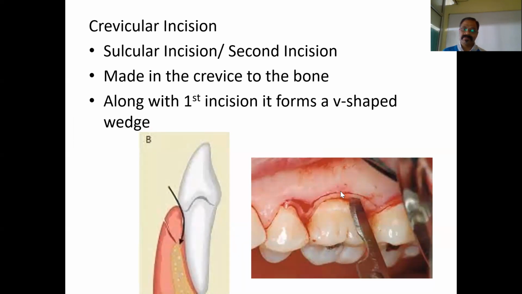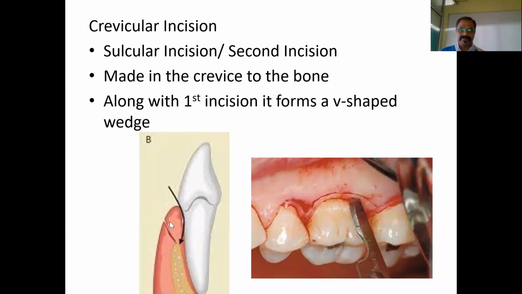Now the first incision is this, right? Right, some distance from your marginal gingiva. The second one is going to be you're going to put the blade inside the crevice and then move it in a mesiodistal direction, right? So again, this becomes a horizontal incision, right?